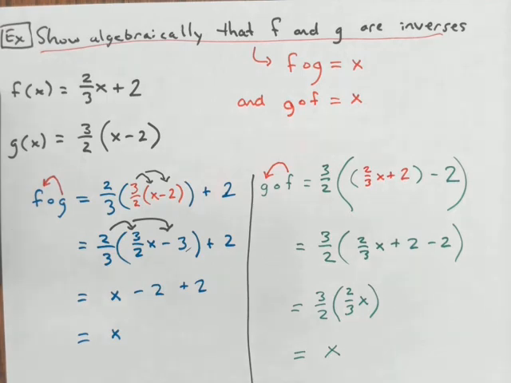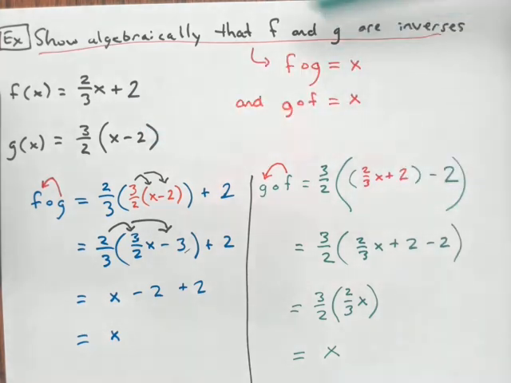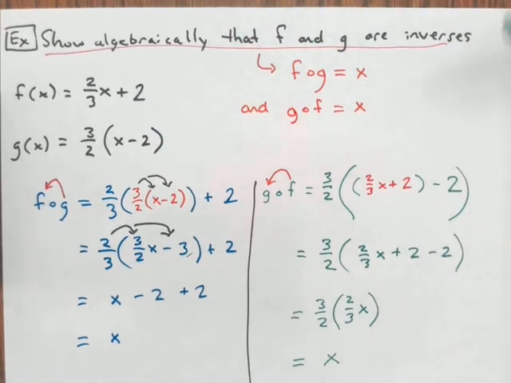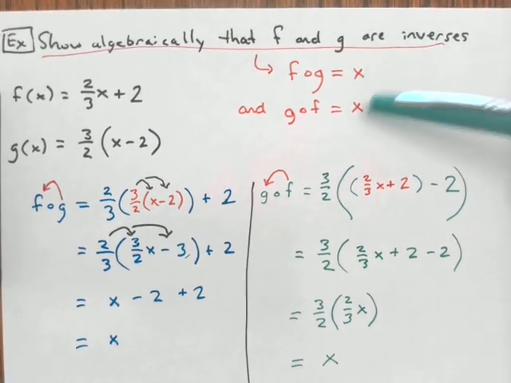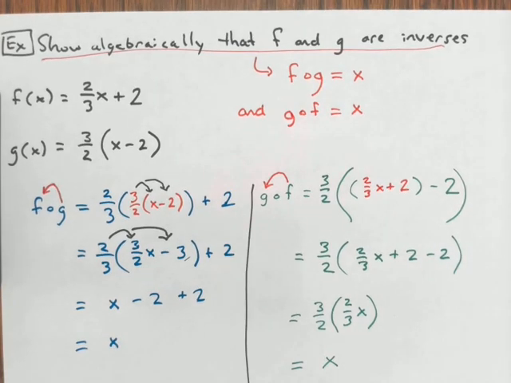If you are given two functions and you need to algebraically show that they are inverses, you need to do these two calculations. That's how you do that algebraically. And you should get x for an answer each time if they are inverses of each other.